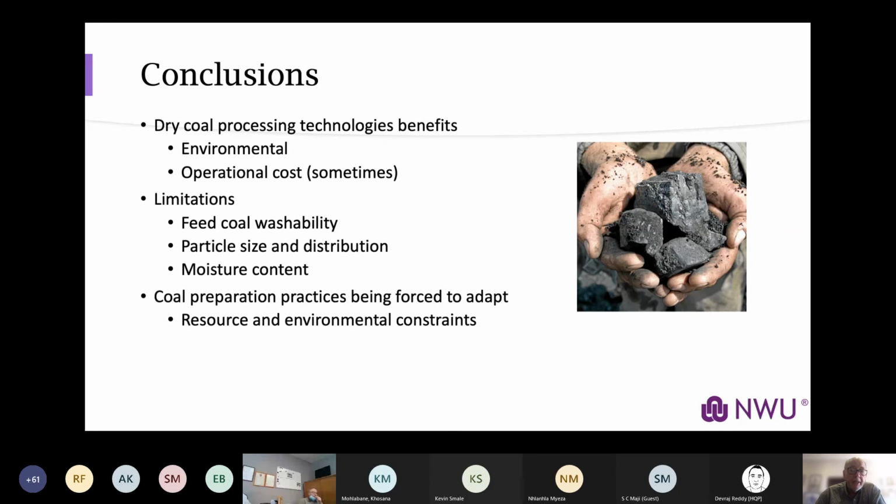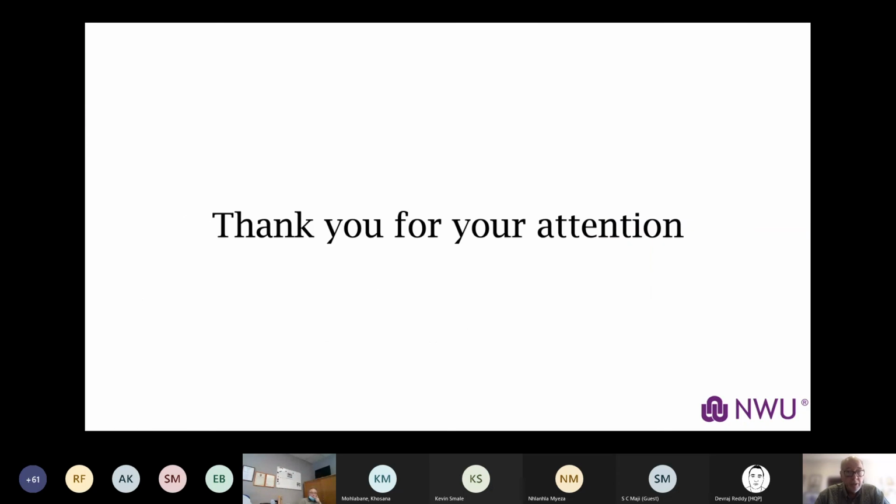So coal preparation practices are being forced to adapt. We are at least being forced to think about adapting to drier beneficiation as the resource and environmental constraints are building up against the operations. And it is our premise then that commercial and environmental factors will be the main drivers for the research, development and implementation of these dry coal beneficiation technologies.